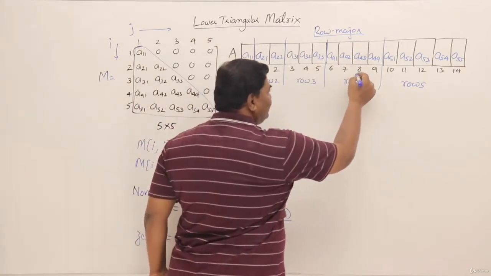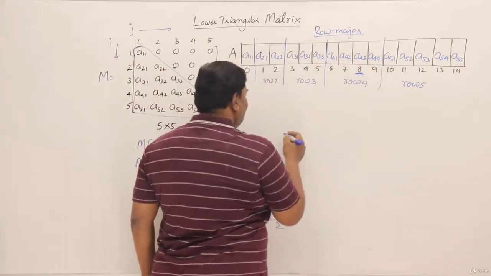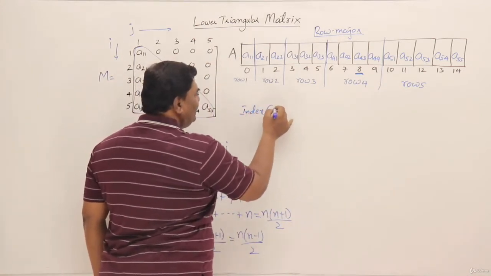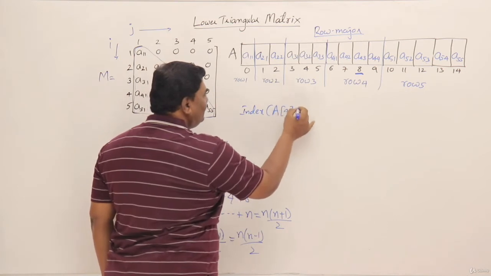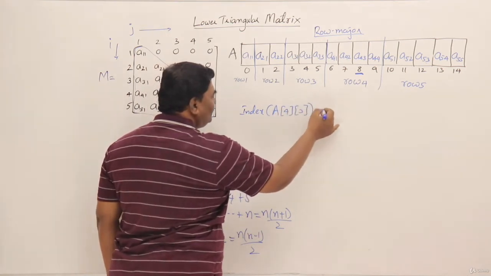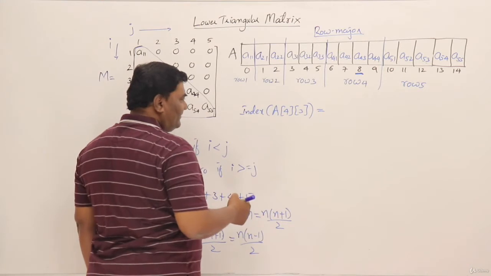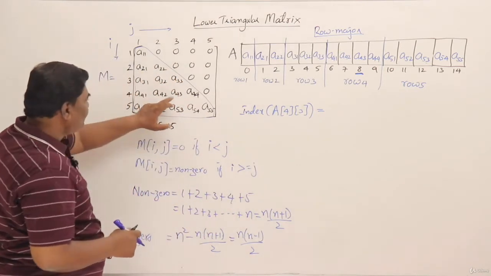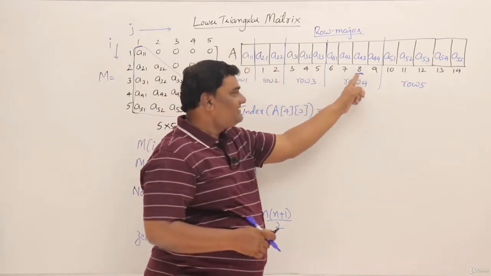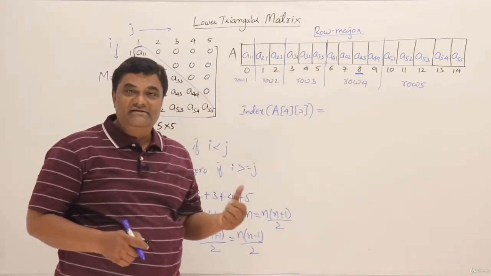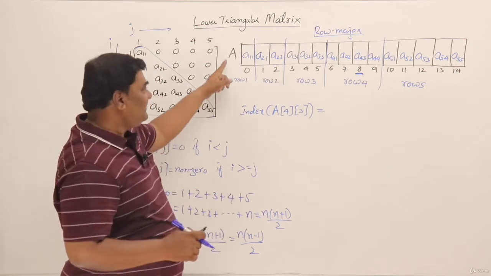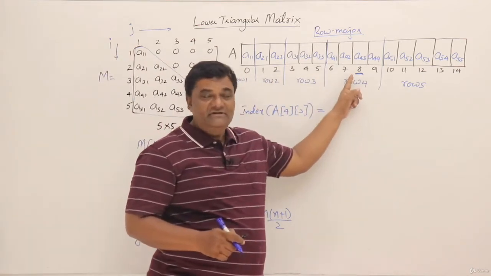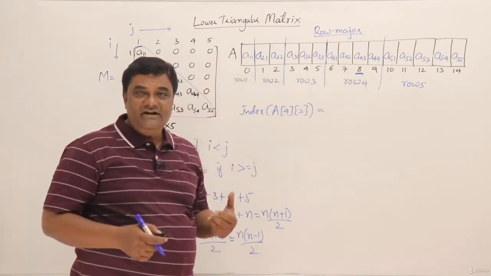So this element I want to access. If I want to reach this element, then what should be the index of A of 4, 3? So here it is 4, 3, but in this array its index is 8. So I should get 8. So for that, if I start array from index 0, I have to move 8 indices to access this one. So how to know how many indices we have to move?